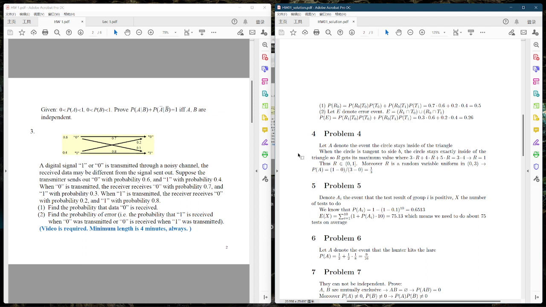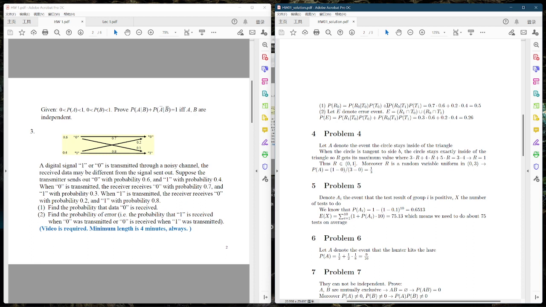According to the law of total probability, the probability that data 0 is received is equal to the conditional probability of R0 assuming T0, multiplied by the probability of T0. That is the first part of the equation. And this part says: what is the probability that 0 is received and 0 is transmitted.